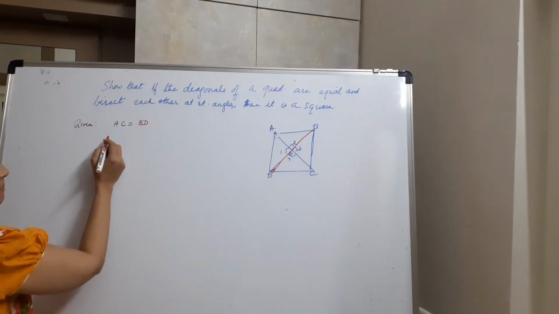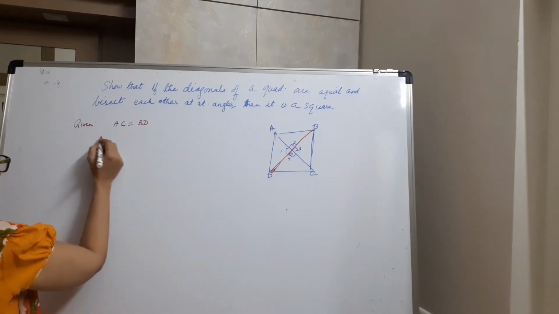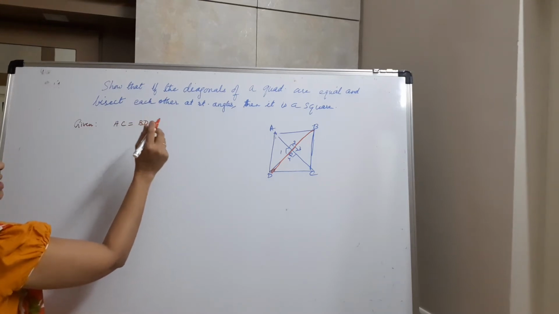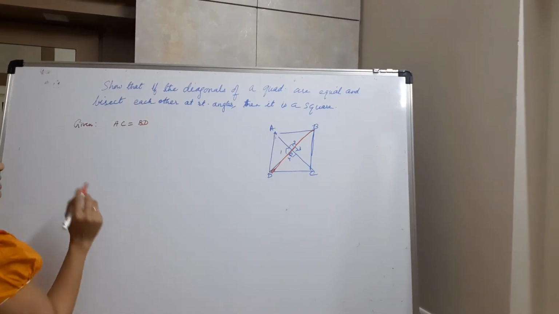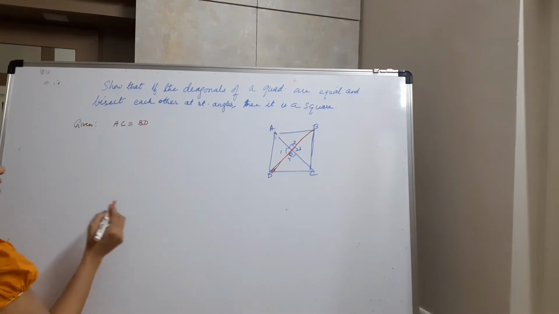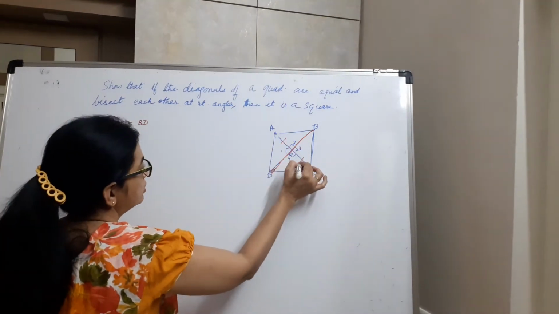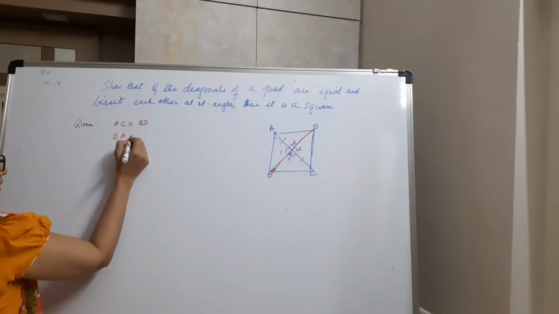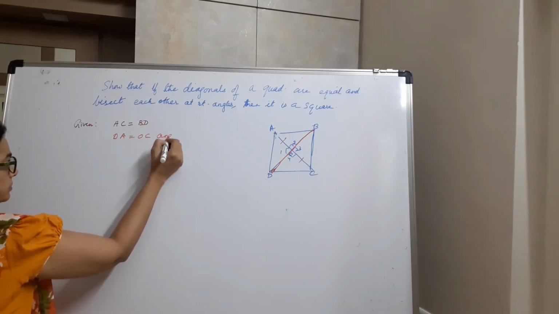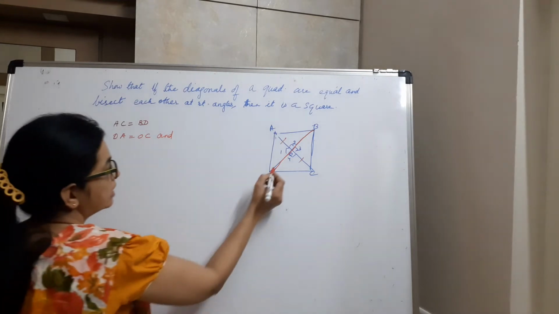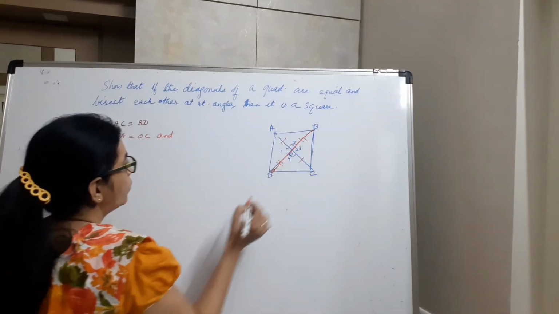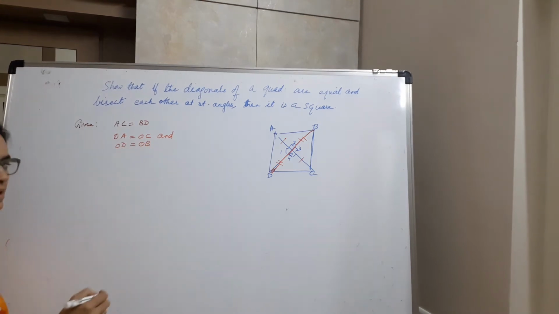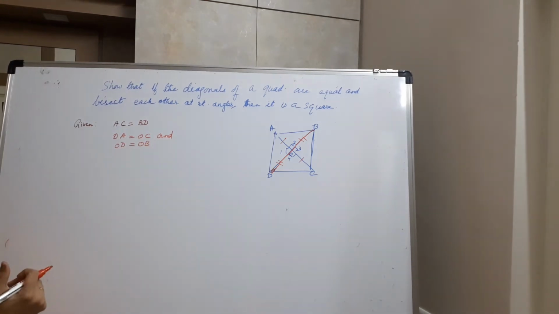Then, the diagonals of the quadrilateral are equal and bisect each other at right angles. If they are bisecting, it means AO is equal to OC. So let us write down: OA is equal to OC, and in the second diagonal OD is equal to OB. This is called bisecting.